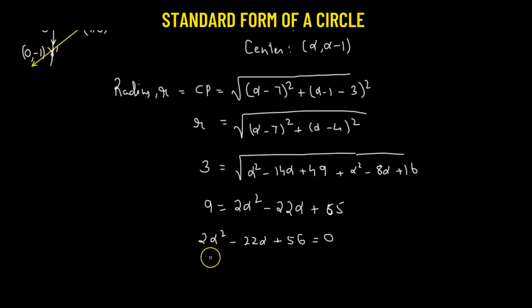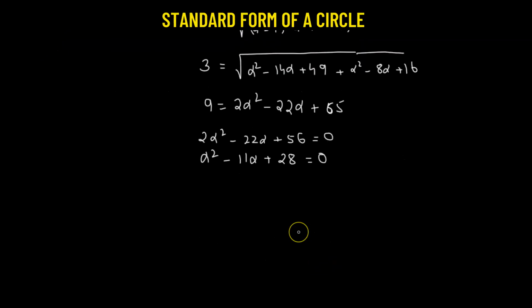We're going to further reduce this by dividing each term by 2. So we get alpha squared minus 11 alpha plus 28, so that's equal to 0. Now this is a quadratic equation. We can easily factorize it, and its factors will be alpha minus 7 times alpha minus 4 equals 0. So we get alpha equals 7 or alpha equals 4. We are getting 2 values.